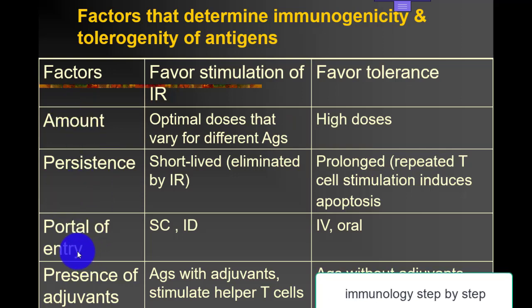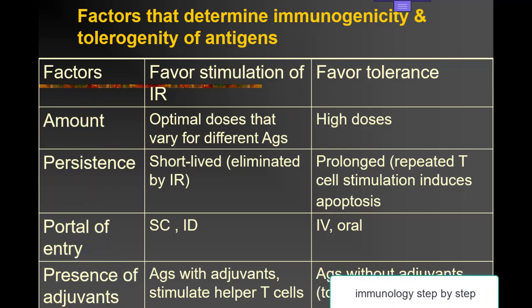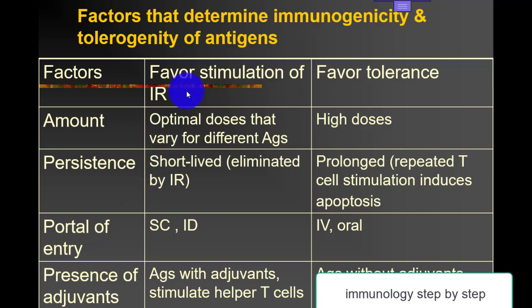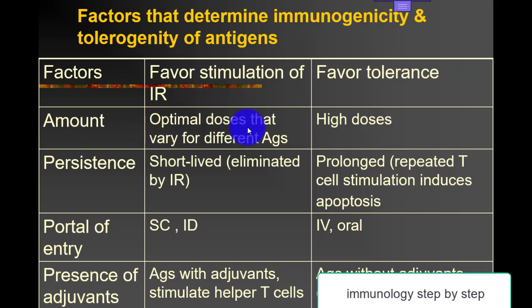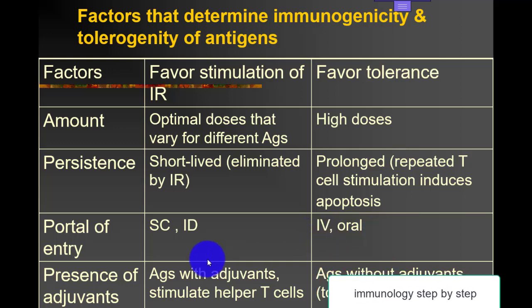the portal of entry, presence of adjuvant, properties of the antigen presenting cell. Favoring stimulation of immune response: the amount, optimal doses that vary for different antigens. Favoring tolerance: high doses, persistent, short-lived antigen eliminated by immune response, prolonged repeated T cell stimulation induces apoptosis. Portal of entry: subcutaneous, intradermal, intravenous or oral. Presence of adjuvant.